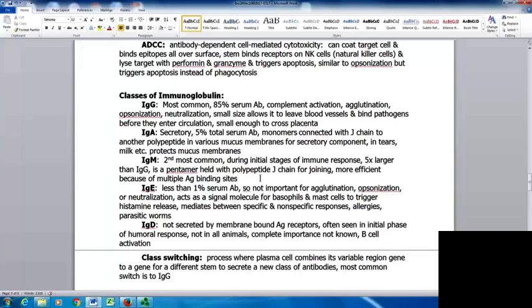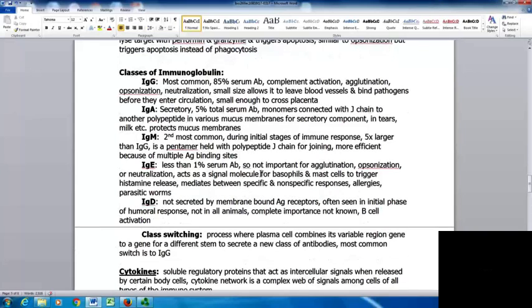Your IgE is less than 1% of the serum antibody, so it's not important for agglutination, opsonization, or neutralization. But it does act as a signal molecule for the basophils and mast cells to trigger histamine release. This is going to help mediate between specific and non-specific responses, be involved with allergies and parasitic worms.